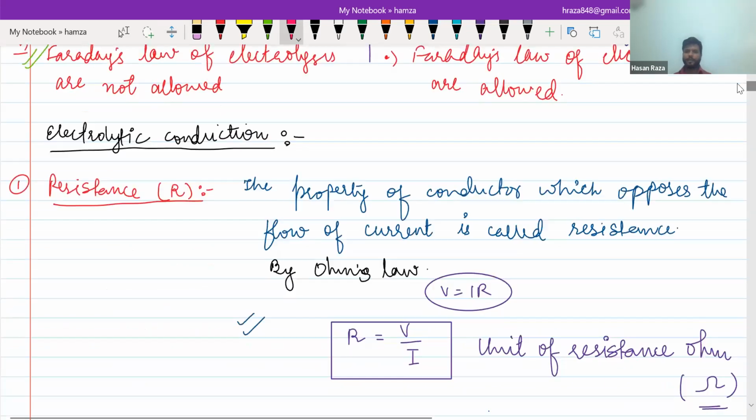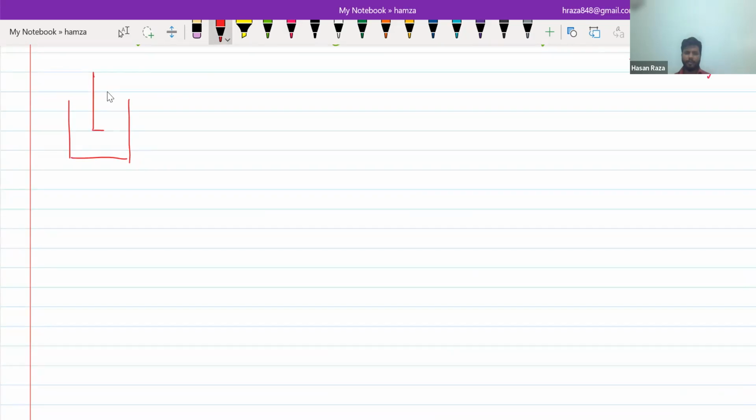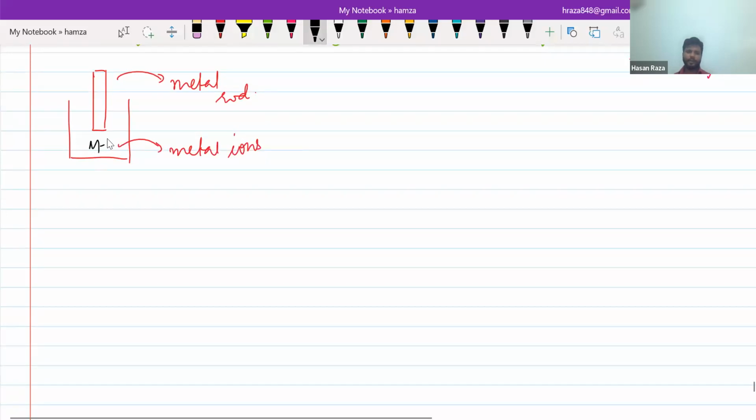Okay. Now see, in this cell, there will be oxidation as well as reduction. So I'm going to take another container on the right hand side, and there will be a metal rod too, and metal ions also. But here, M plus n will reduce.